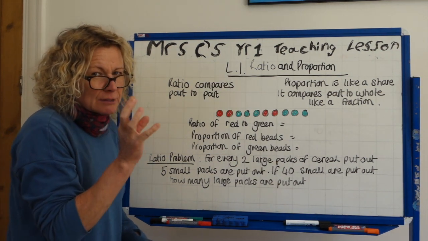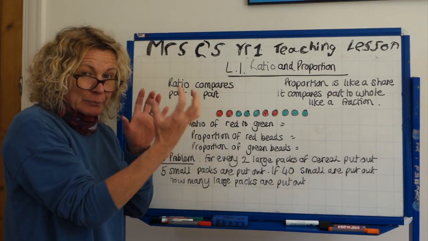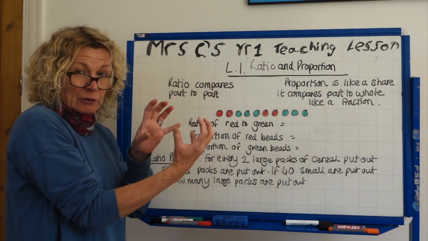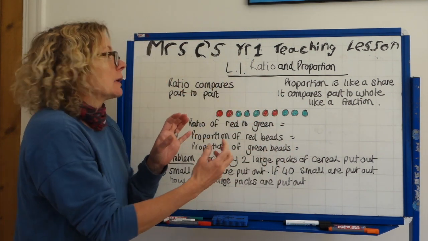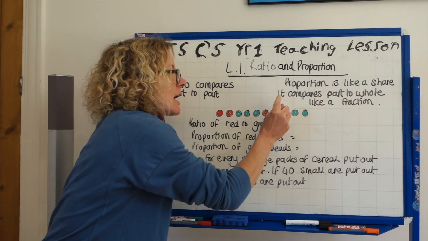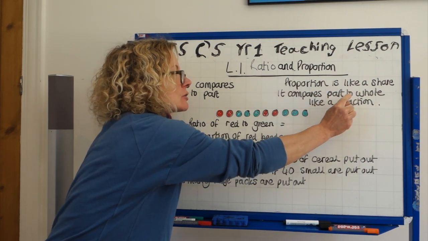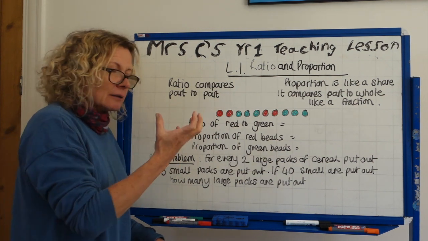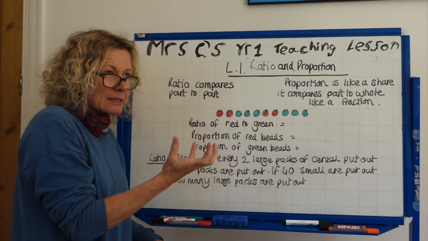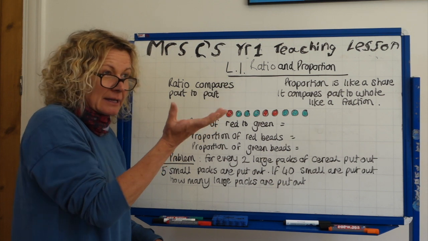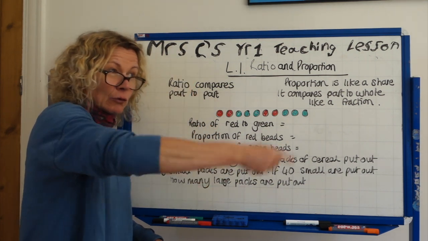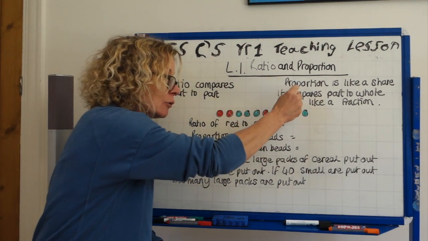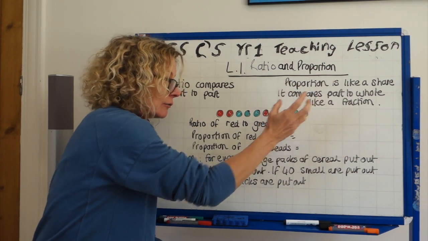Proportion, which we looked at yesterday, is like a portion or a share of a whole, okay? Proportion is like a share. It compares part to whole, which when we started this journey, we said is what a fraction does. Like a quarter is 1 out of the 4, which is the whole, and that is a proportion. It's a share of the whole.